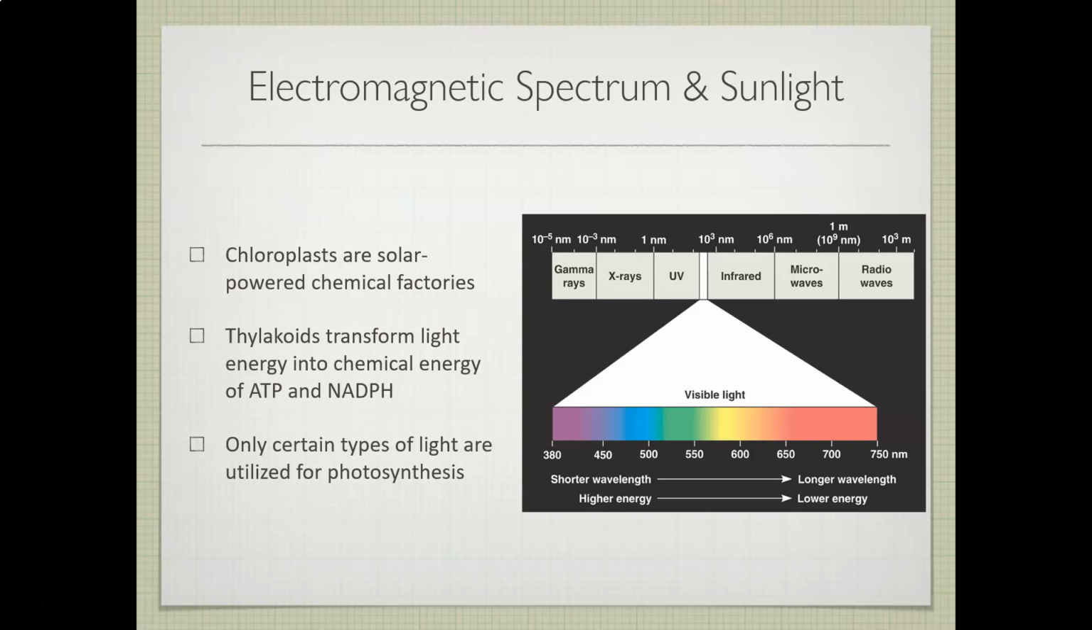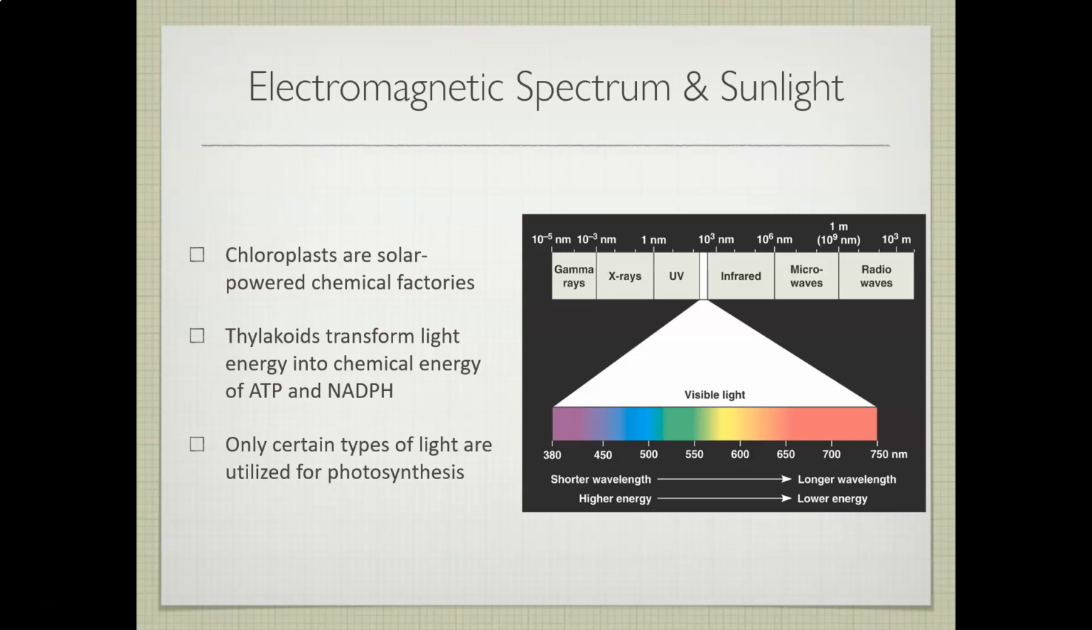So, in order to be able to talk about how plants actually harness light energy and convert it into sugars via photosynthesis, we have to take a step back and understand how light actually works. Your chloroplasts really are these solar powered chemical factories. We're going to look at those thylakoid membranes and the chlorophyll that is trapped within them, and they're going to take in that light energy through these light reactions, convert it into the chemical energy of ATP, NADPH, so that the Calvin cycle can ultimately produce those sugars.